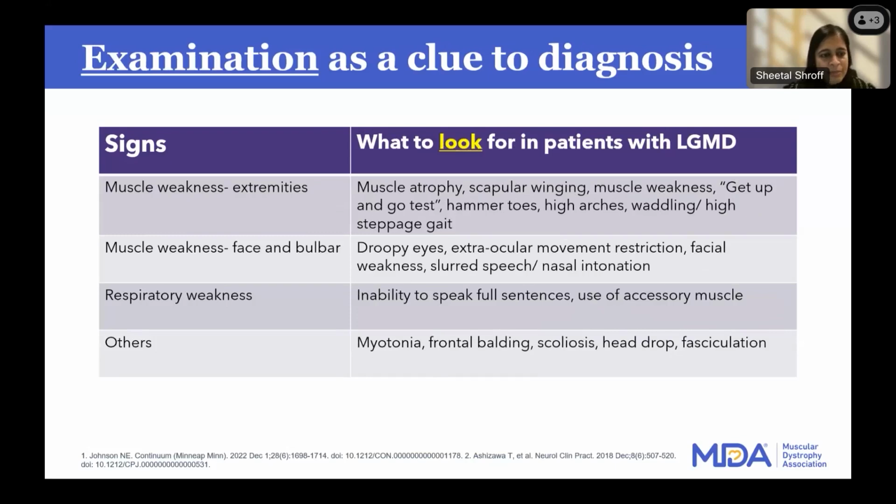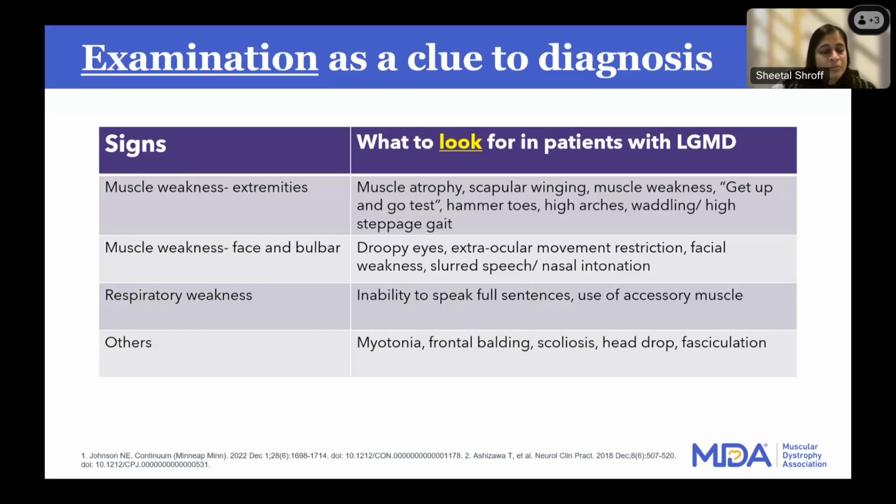Now, once we ask them, when we examine these patients, what should we look for? For muscle weakness, we look for the bulk of the muscle. That is, is the muscle normal bulk, or has it shrunk? Is it atrophied? And then in the back of the patients, we look for scapular winging, which is basically because of the weakness of the muscles around the scapula. It's just not stabilized, and it moves and protrudes out when patients lift their arms up.